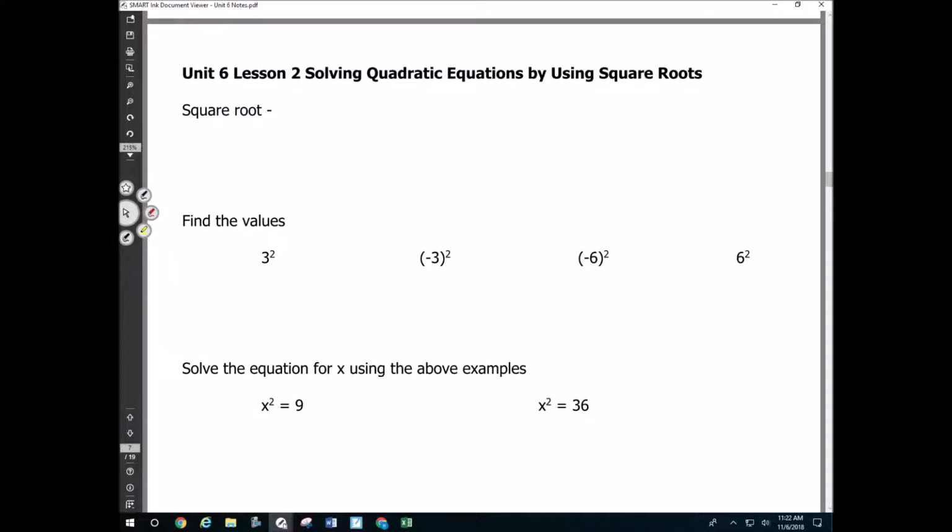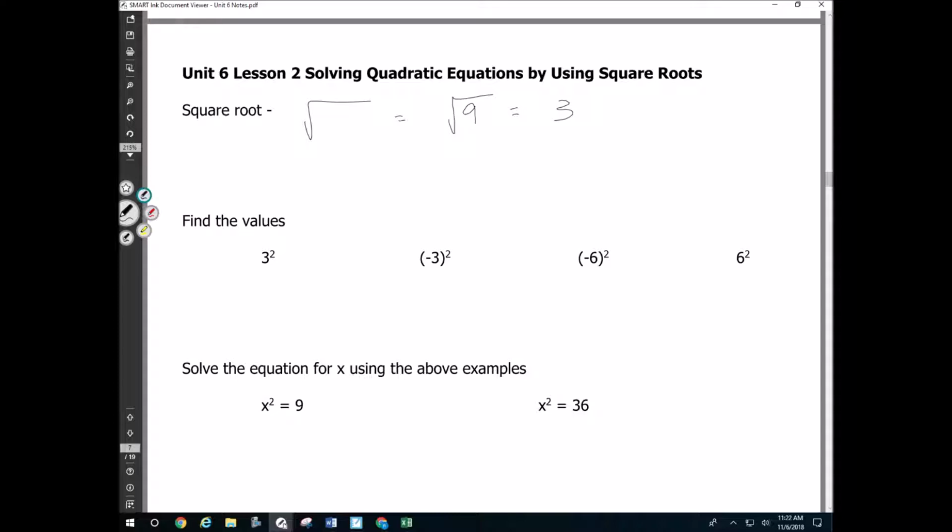All right, let's talk about square roots. What's a square root? Use this symbol for a square root. Very similar to dividing. And you're probably familiar with it, like the square root of 9, we say is just positive 3.